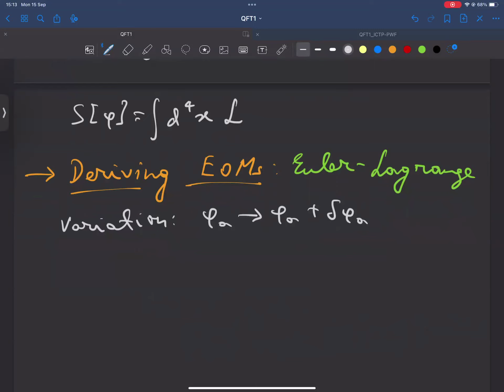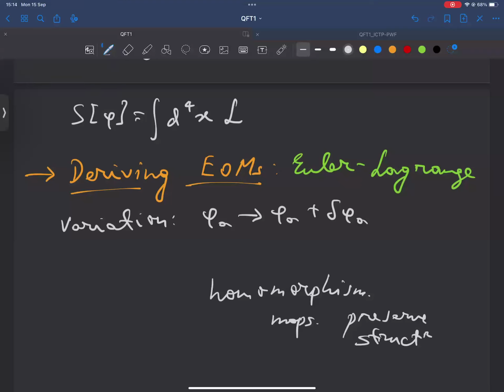Okay, there are some questions in the chat. Let me address them very quickly, and then I'll continue the Euler-Lagrange. There's a question from Adil that it feels weird that two homomorphic representations have different dimensions. Yes, that's fine. This has got to do with the word homomorphism. Homomorphisms are maps that preserve some structure, whether it is the group-like structure or the linear algebra structure, they just preserve that much.